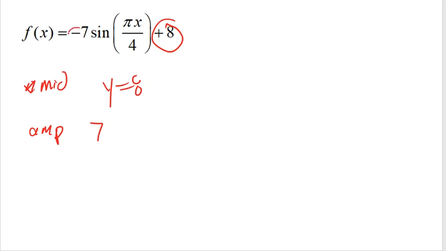And notice that there is a reflection. So this is a reflection across the x-axis because it's out in front. So again, traditionally sine goes up and then down and back to the midline. Well, now it's going to go down, up, back to the midline. So be ready for that when we look at the graph.